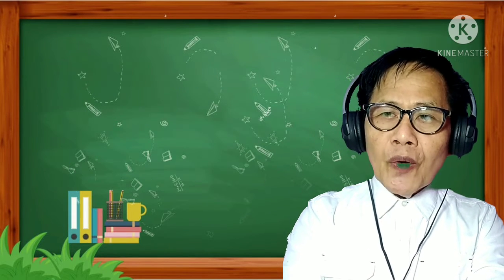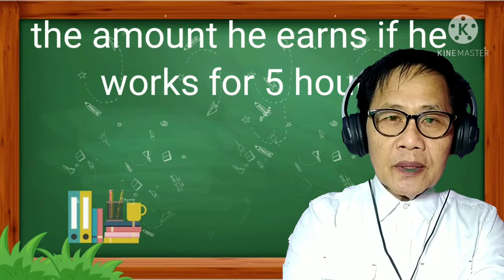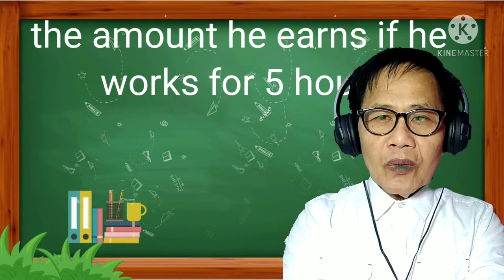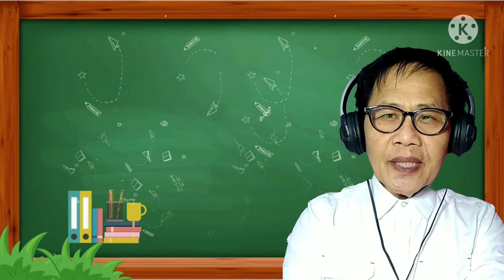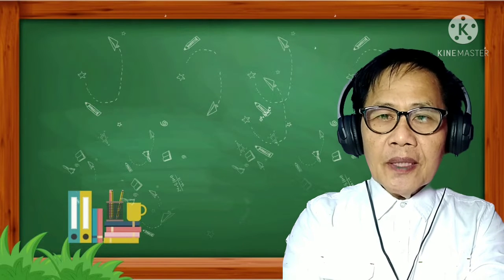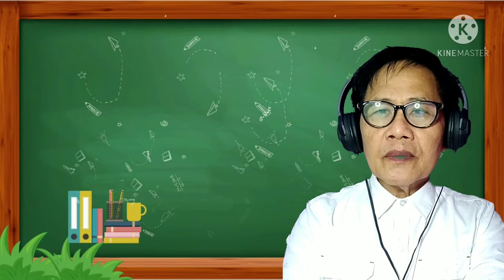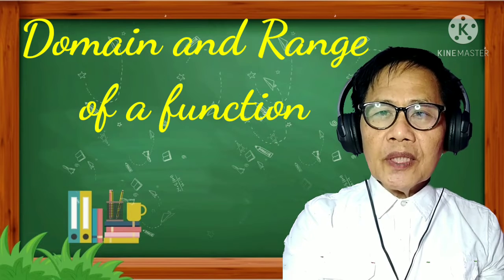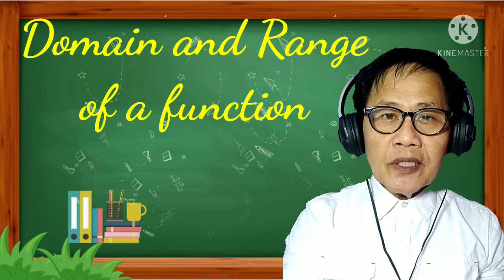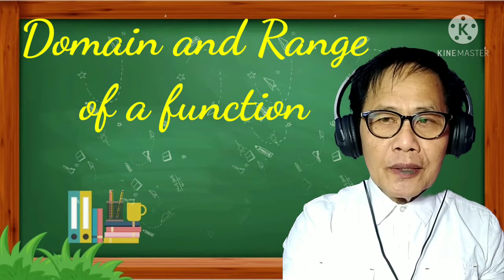Is it possible to know how much to pay him? We do not know how many hours he worked. The answer is no. In order for him to get paid, he needs to work for a certain number of hours first. So, the amount of money he earns is a function of the number of hours worked. In this scenario, the number of hours Robert worked is the domain of the function, while the amount of money he earns is the range of the function.